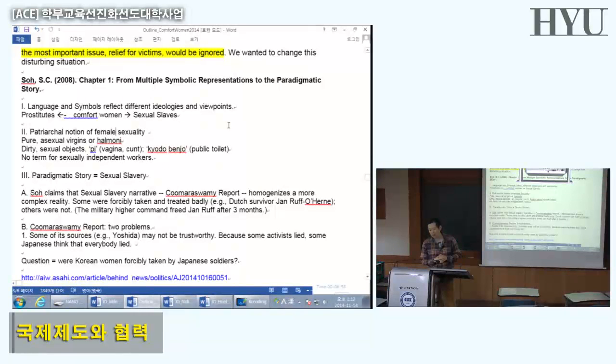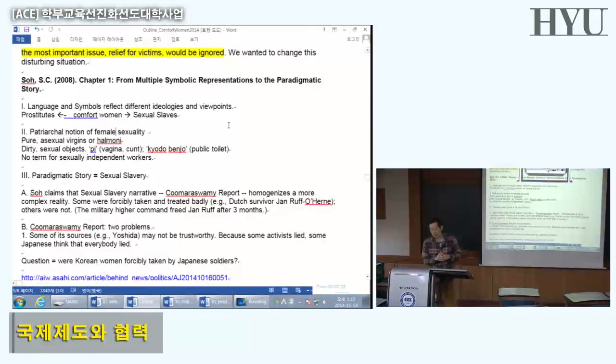They also call them like public toilet, benjo. What is it in Korean? Public toilet, 변소? Oh, maybe it's 변소. Anyway, 80% of Japanese and Korean words are similar because they come from the same Chinese characters, Hanja. So benjo in Japanese is 변소. 변소 is a Korean word for 화장실.